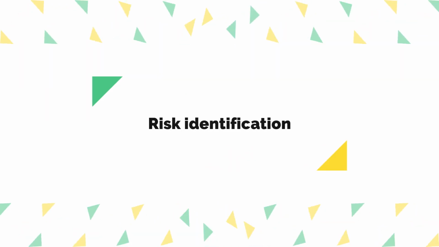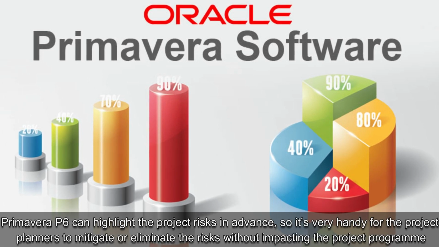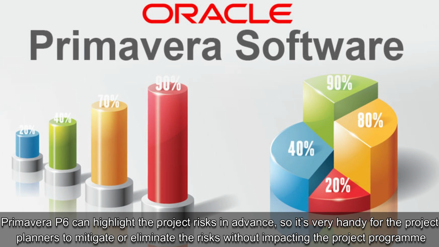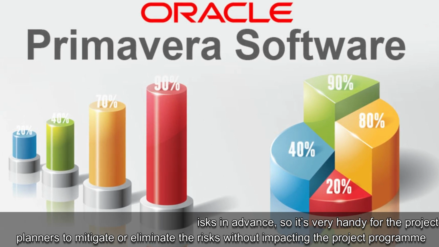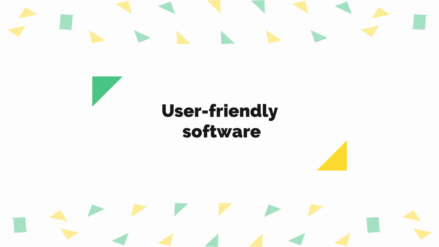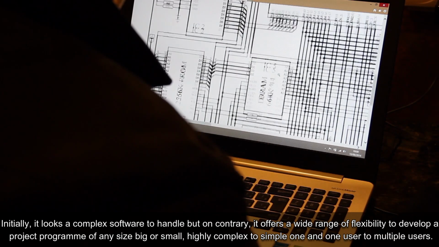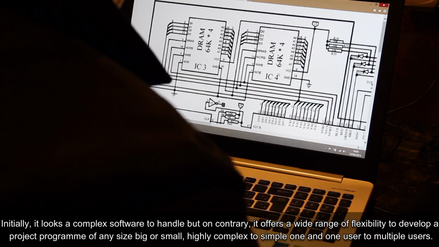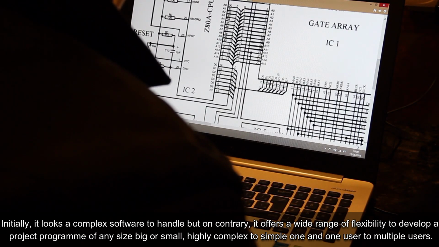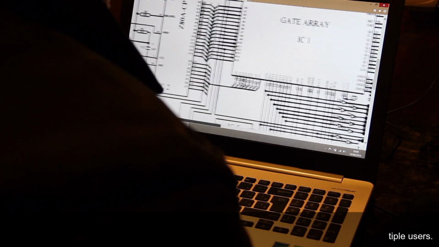Key advantages of Primavera P6. Risk identification. Primavera P6 can highlight the project risks in advance, so it's very handy for the project planners to mitigate or eliminate the risks without impacting the project program. User-friendly software. Initially it looks like complex software to handle, but on the contrary it offers a wide range of flexibility to develop a project program of any size, big or small, highly complex to simple, one user to multiple users.